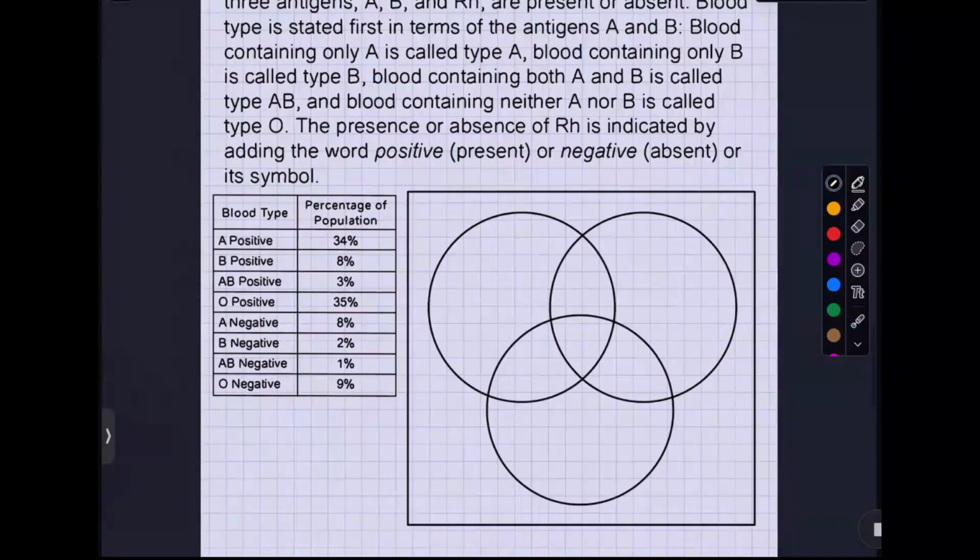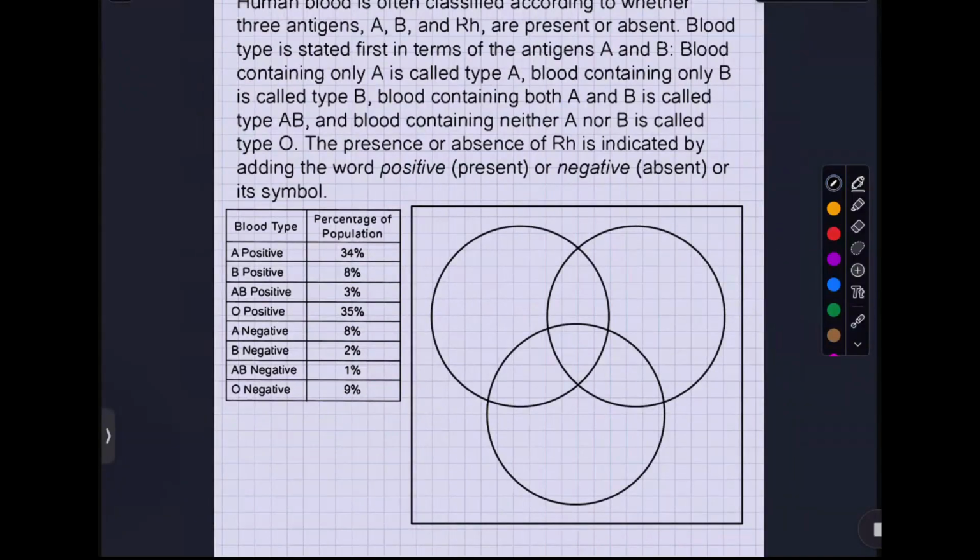All right. Let's see how well you guys fill out this one then. Good luck. Oh, this one is even worse. Human blood is often classified according to whether three antigens, A, B, and Rh, are present or absent.